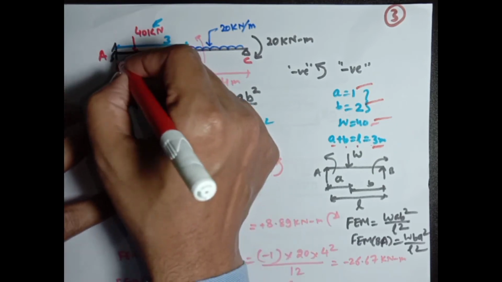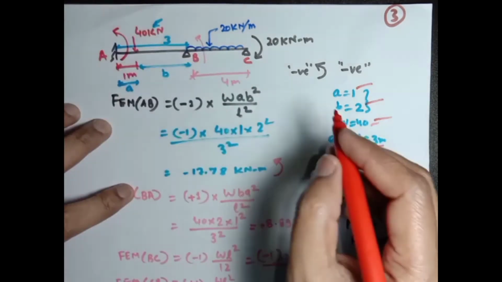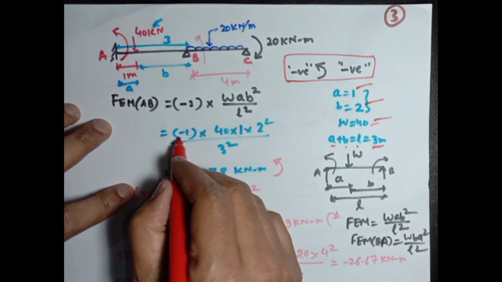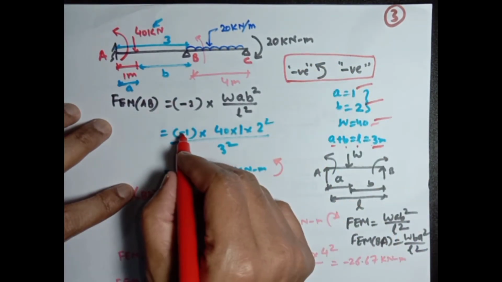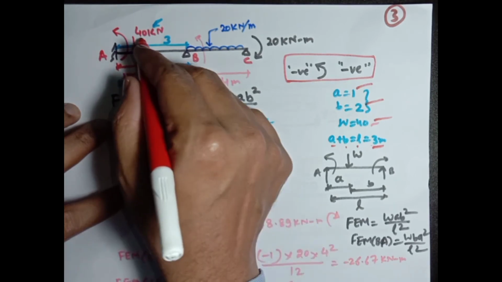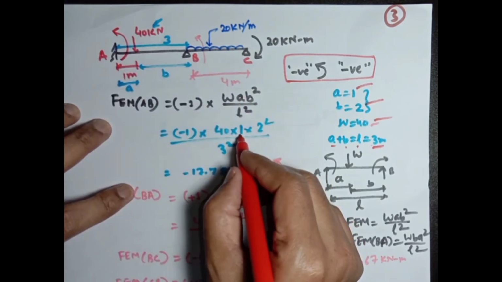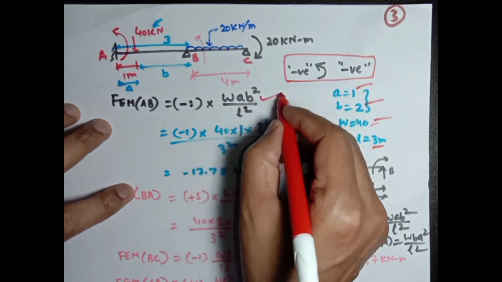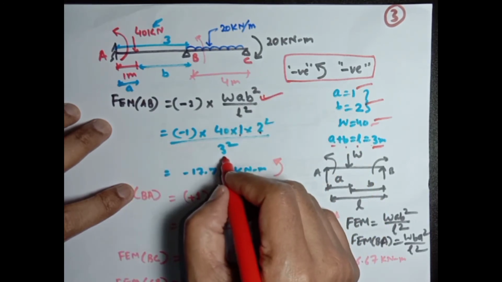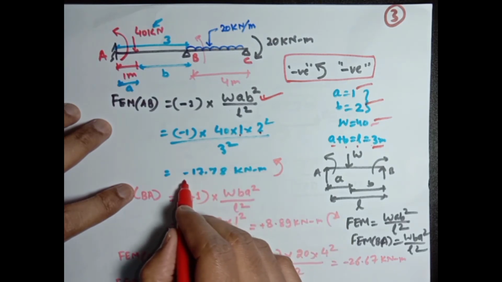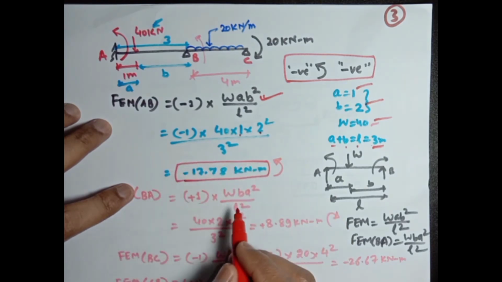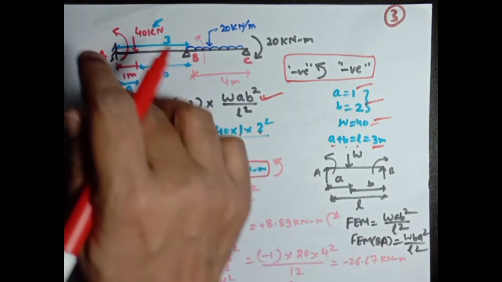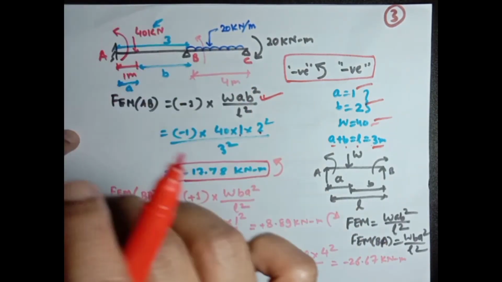As this moment is in the anti-clockwise direction, as per our assumption we take anti-clockwise moment as negative, so minus 1 will be multiplied with the moment. So minus 1 multiplying 40 for load W, A equal to 1, B equal to 2, B squared from this formula, divided by the total length 3 squared. I am getting a value of minus 17.78 kilonewton meter, a negative value. That is the anti-clockwise moment here.